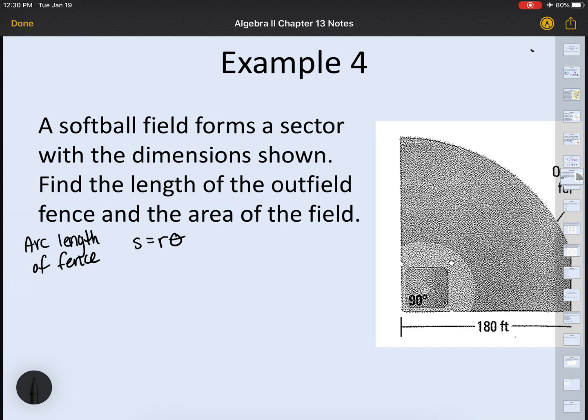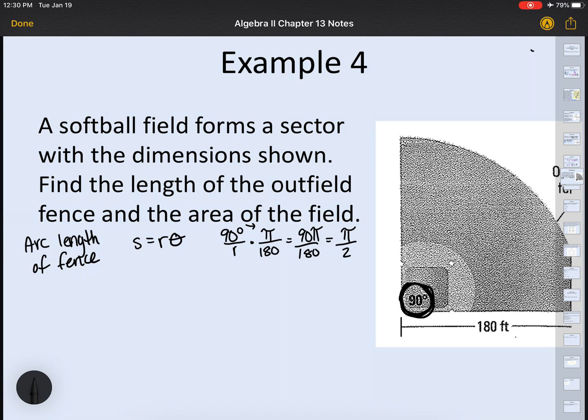So right now though, we have a degree measure, but we just said theta is always in radian measure. So let's convert that first. 90 degrees into radians. And again, multiply straight across. I get 90 pi over 180, which is the same thing as pi over 2.